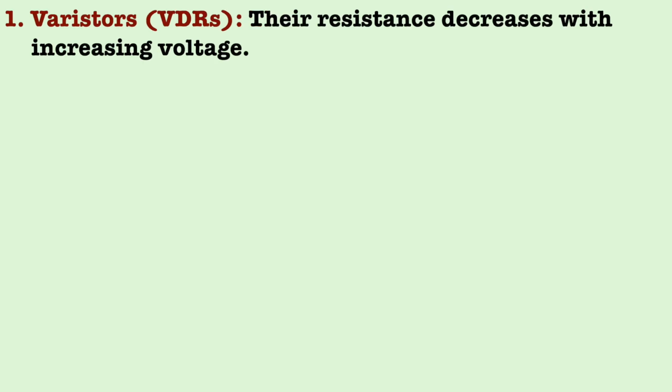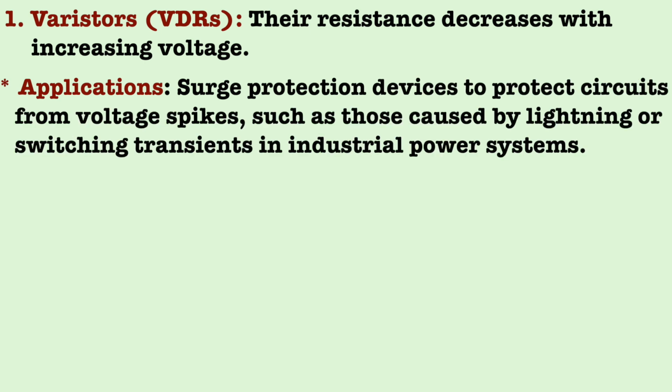Now we switch to the next topic, that is the varistor, also called VDRs. Their resistance decreases with the increasing voltage, and these are used in surge protection devices to protect the circuit from voltage spikes. Now we talk about the application of the varistor. It is used in surge protection devices to protect circuits from voltage spikes such as those caused by lightning or switching transients in industrial power systems.